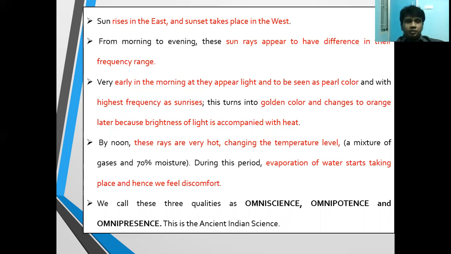By noon, these rays are very hot, changing the temperature level. During this period, evaporation of water starts taking place and we feel discomfort. Then we call these three qualities omniscience, omnipotence, and omnipresence. Omniscience is nothing but a notion of the divine. Omnipotence is great power. Omnipresence means God is present in every place. So these are the principles, the qualities adopted in ancient Indian science.